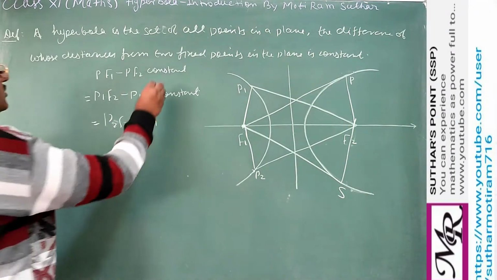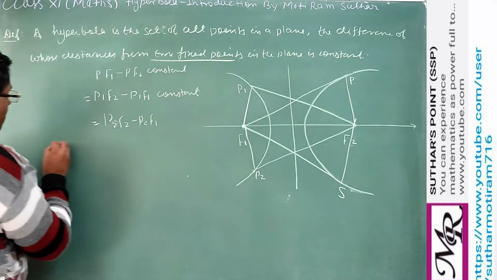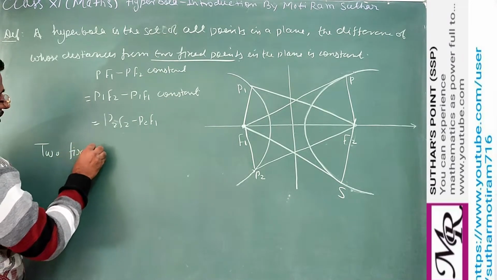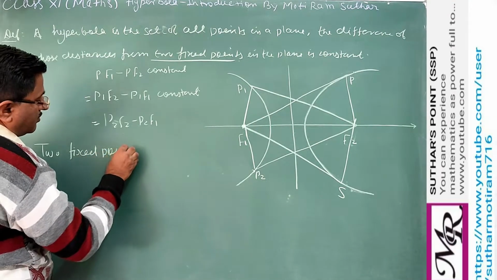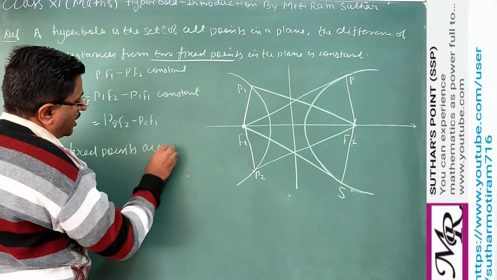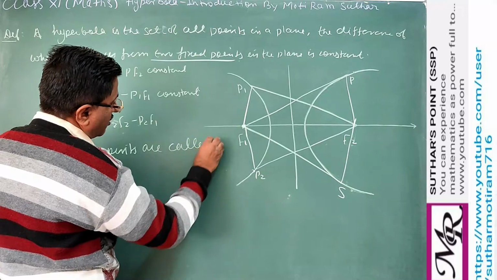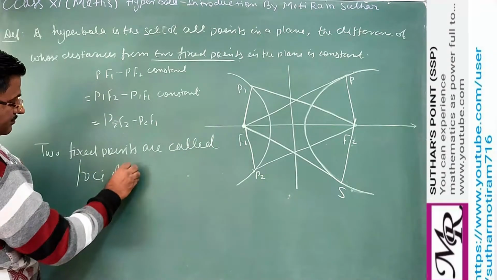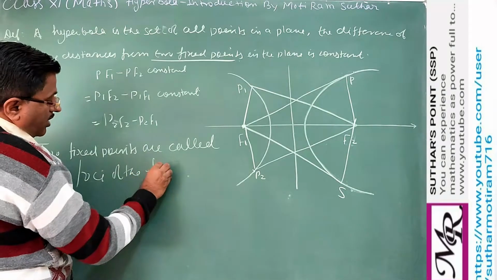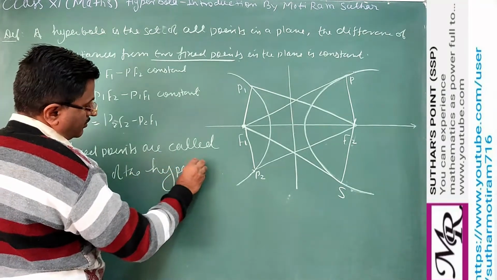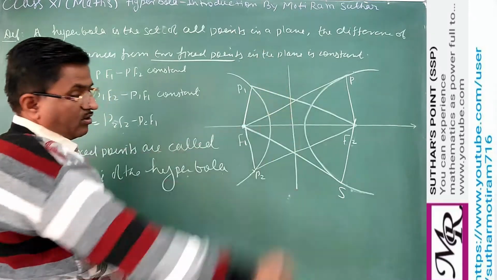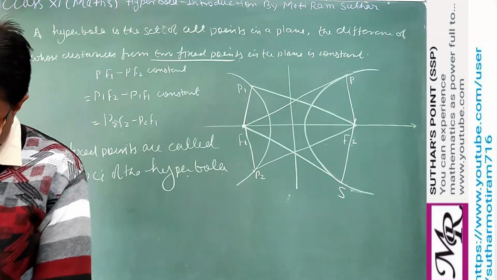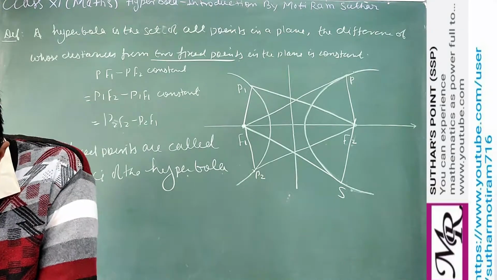Now, since the two fixed points are called foci of the hyperbola, you may call these fixed points the foci of the hyperbola.